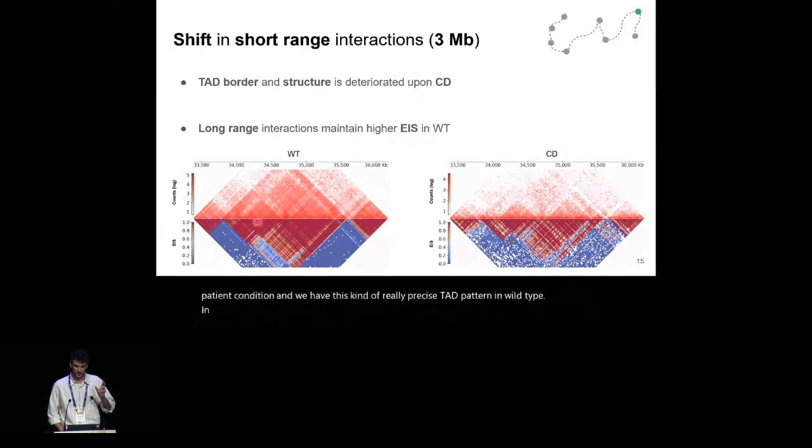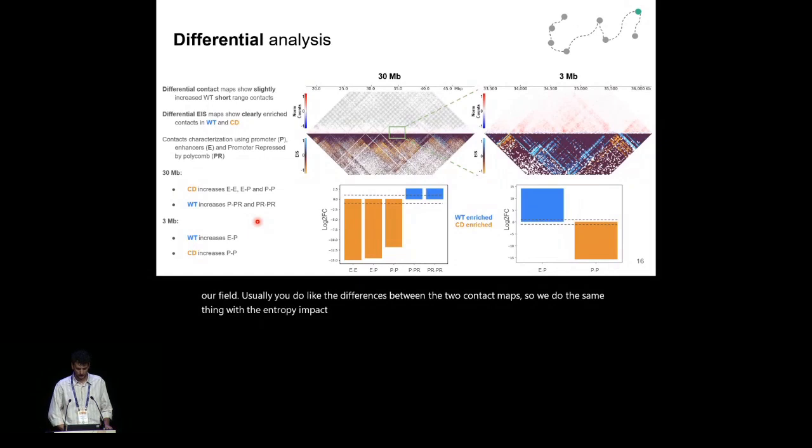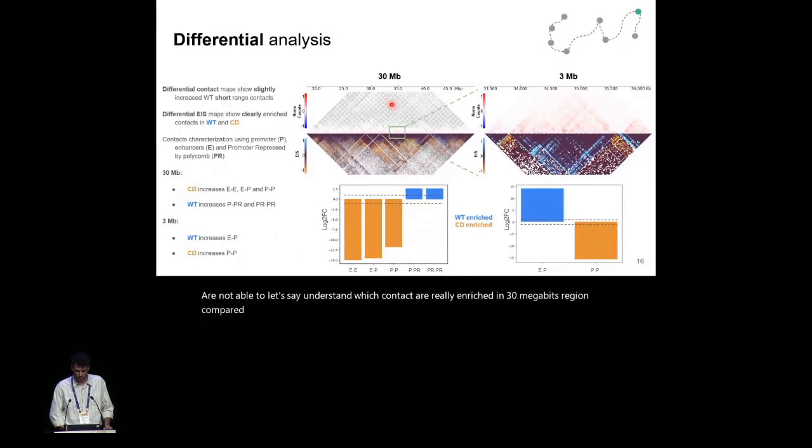In order to characterize these results a bit better, we tried to perform a differential analysis. In our field, usually you look at the differences between the two contact maps. So we do the same thing with the entropy impact score. And the first thing that I noticed is that using contacts, you are not able to understand which contacts are really enriched in the 30 megabase region compared to the coenzyme depleted one. Here we have a slight increase in the wild type, but really not so strong.